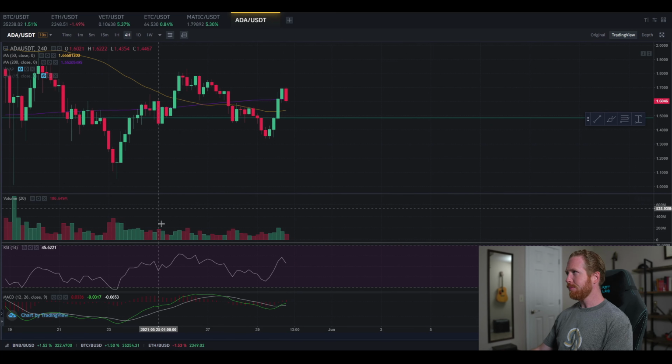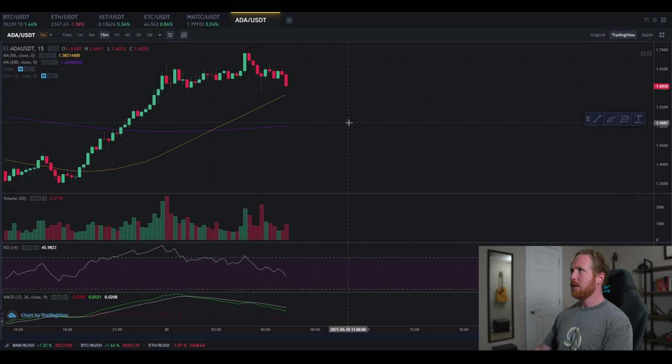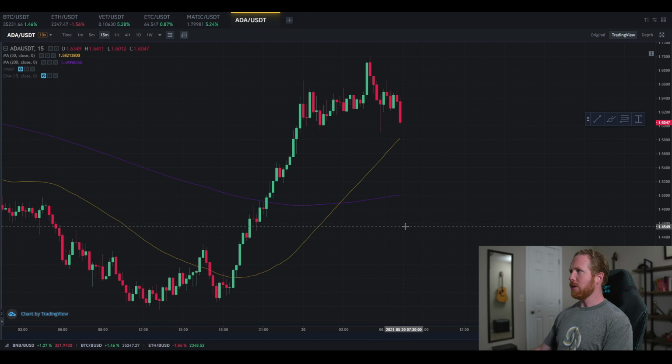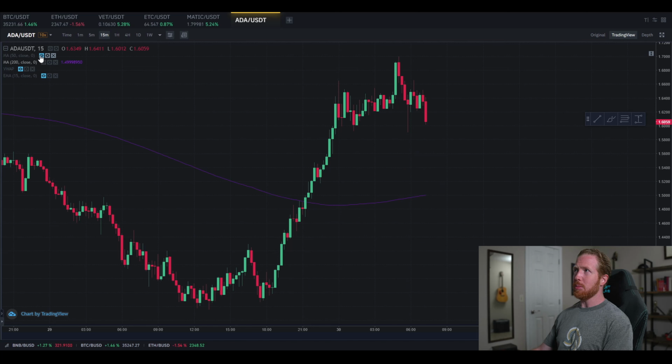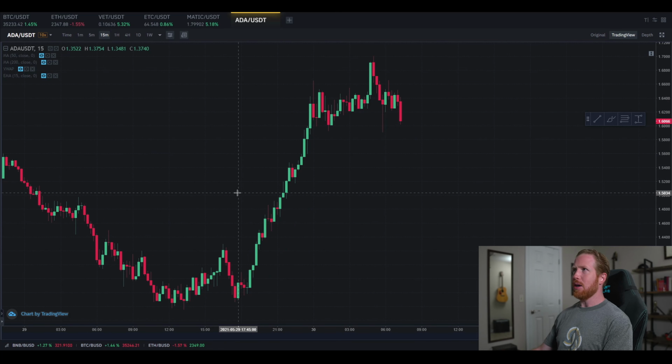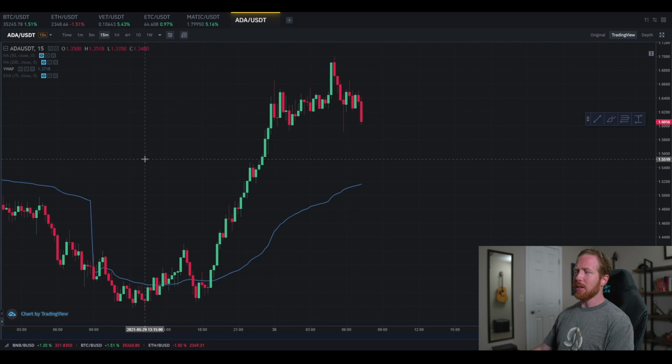Okay. Alright, so that is what we're looking at there for the 4-hour. 15-minute, just to quickly note here, I do like to disable the moving averages because I always use the VWAP and EMA line. If you're new to the channel, I use the VWAP most of the time on the 15-minute chart or less.